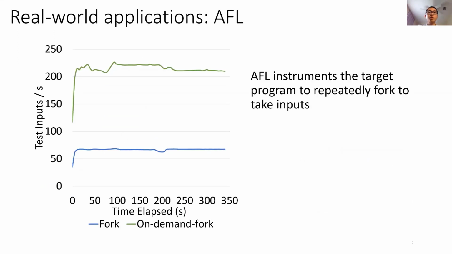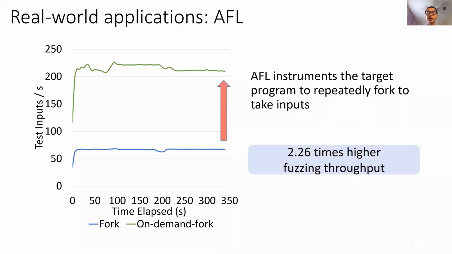On-demand fork also benefits real-world applications by increasing throughput. We tested American Fuzzy Lop, or AFL, to demonstrate this. AFL is a coverage-guided fuzzer that instruments the target application, which is SQLite in our experiment, to execute to a customizable point in its code and repeatedly calls fork to take new inputs. Comparing the traditional fork versus on-demand fork gives AFL a 2.26 times higher fuzzing throughput. This allows bugs to be found sooner during a fuzzing campaign and improves the cost effectiveness of fuzzing as a bug finding method.